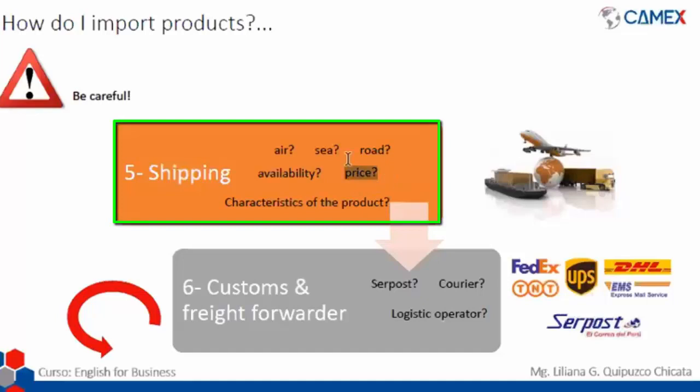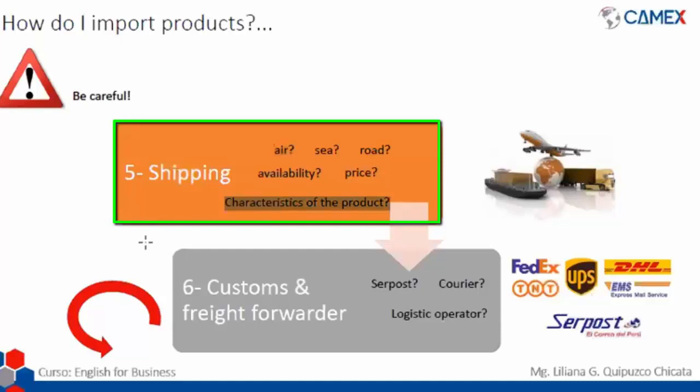In this case, which is cheaper? Do I prefer a cheaper shipping that is going to be by sea, or maybe I need a faster shipping, so it will have to be brought via air, right? I have to look at which are my needs.